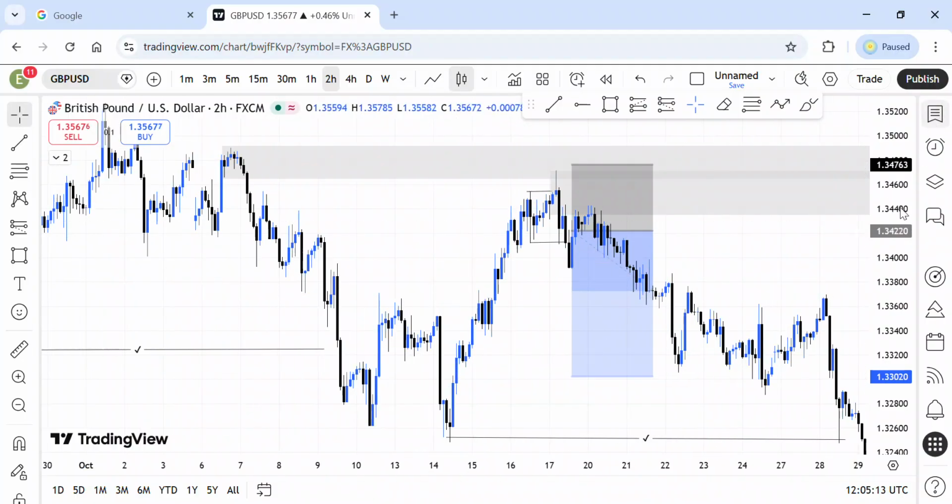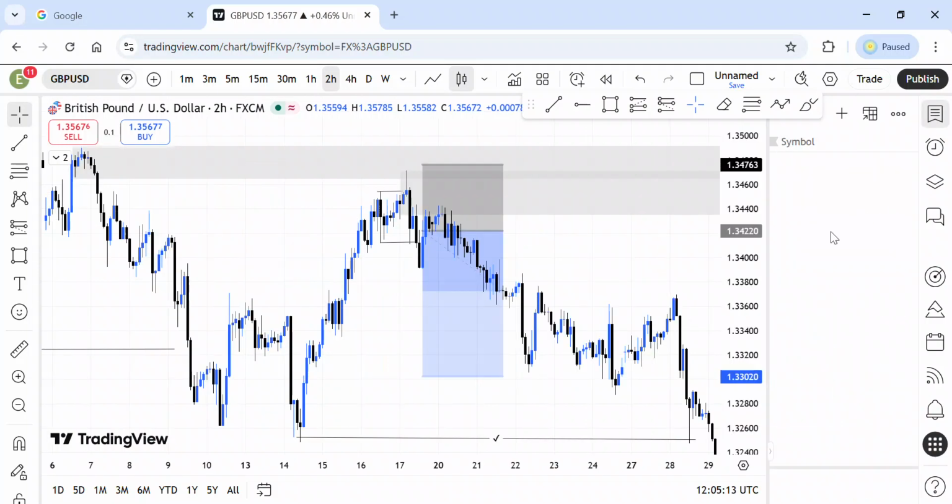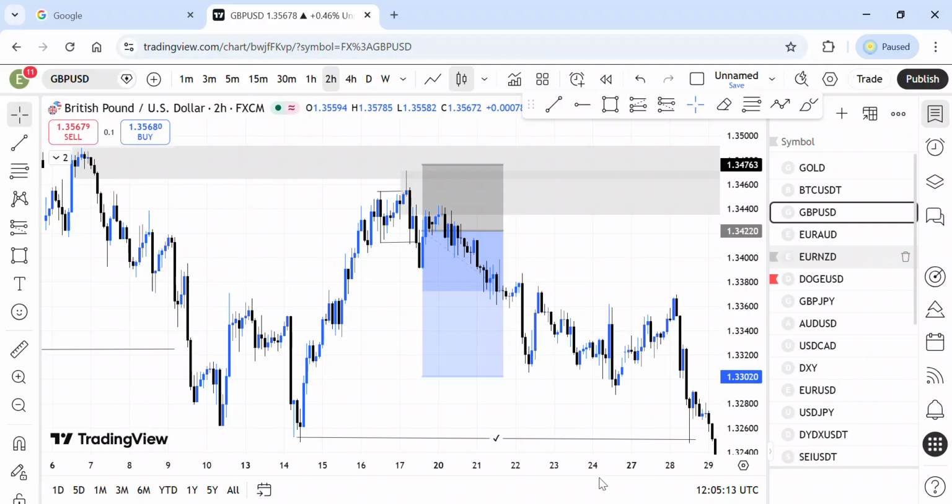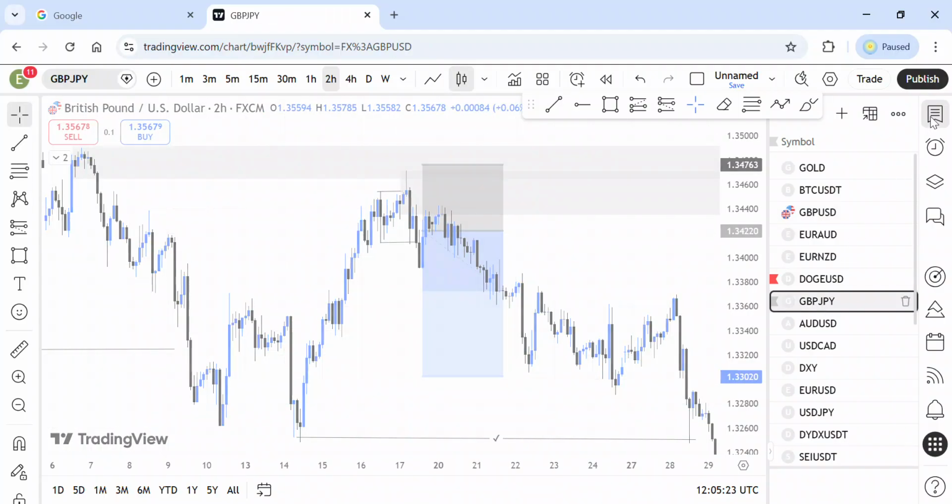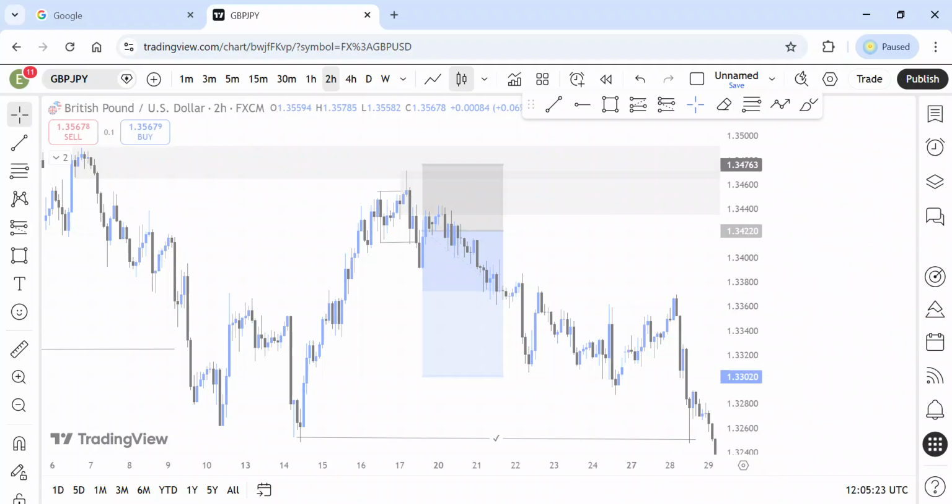So now that's it. Let's check another pair, maybe, because this is just an unfiltered analysis with me. I'm just looking at it as it is for you guys. Let's check GBP JPY. Let's see.